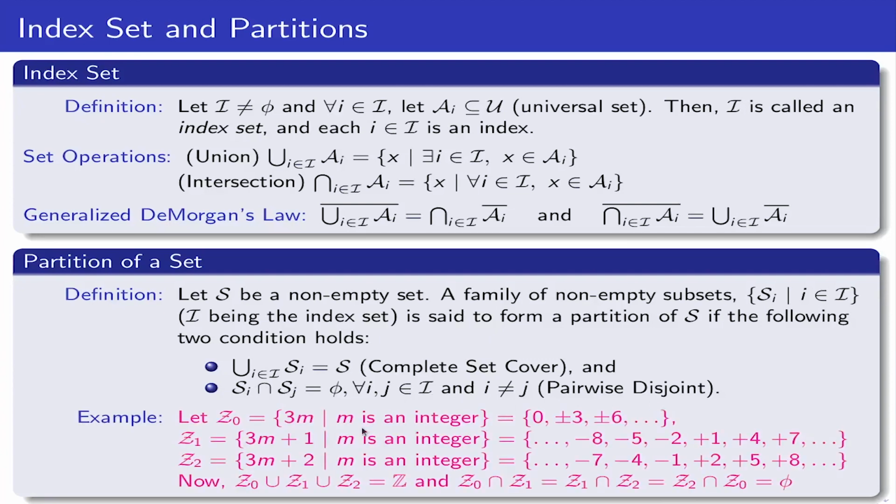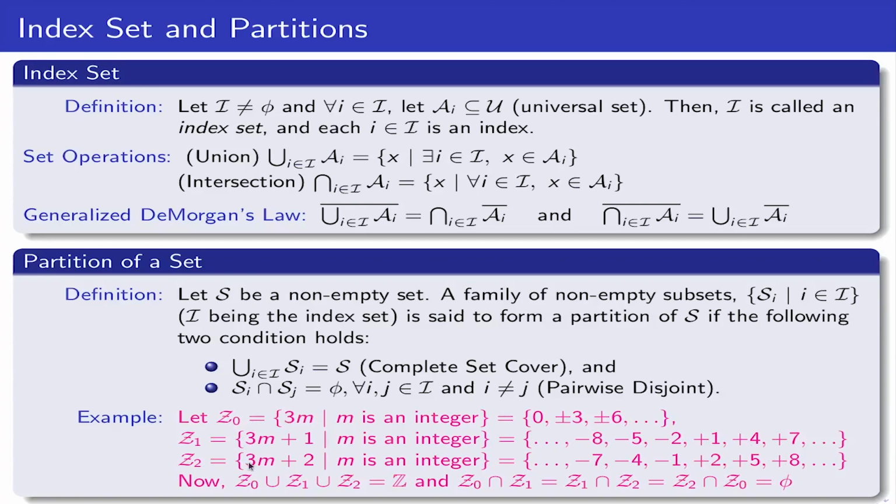An example: let's say a set denoted by 3m, the set of multiples of 3 where m is an integer, a set of multiples of 3 plus 1 where m is an integer, and a set of multiples of 3 plus 2. So 0, plus or minus 3, plus or minus 6 belong to the first set. Here minus 8, minus 5, minus 2, plus 1, and so on. Here minus 7, minus 4, minus 1, plus 2, plus 5 and so on.